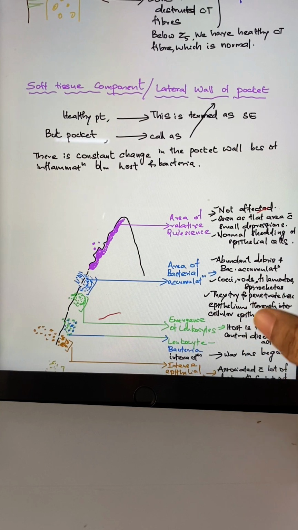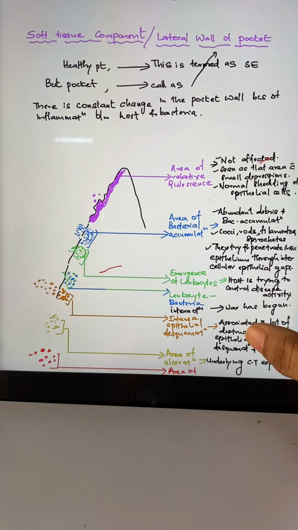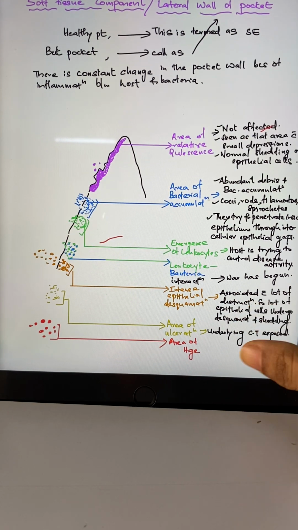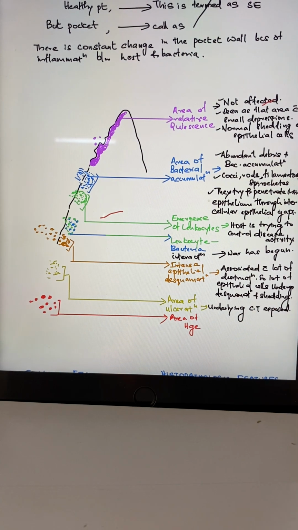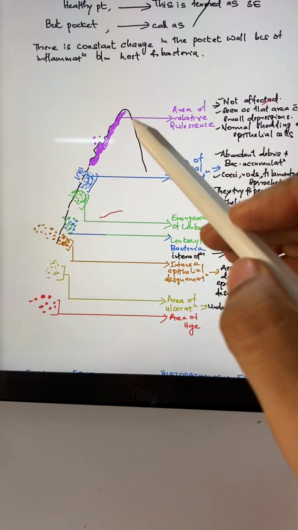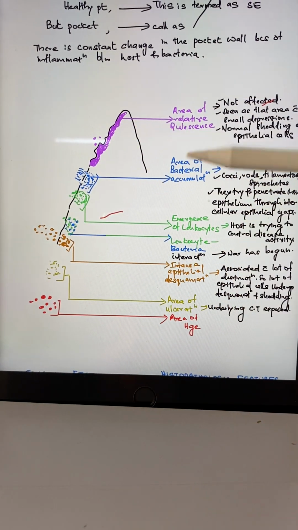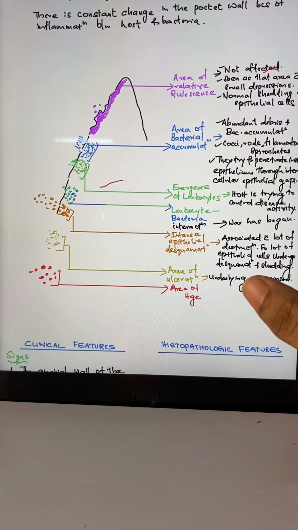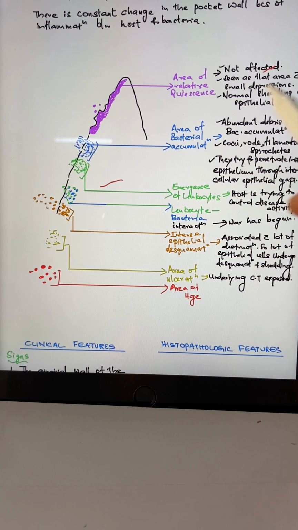Next, we will see about the soft tissue component or lateral wall of pocket. In a healthy patient, we call this area the sulcular epithelium, whereas in the case of a pocket, we call it the lateral wall of pocket. Then there is a constant change in the pocket wall because of the inflammation between the host and the bacteria. First area is the area of relative quiescence.